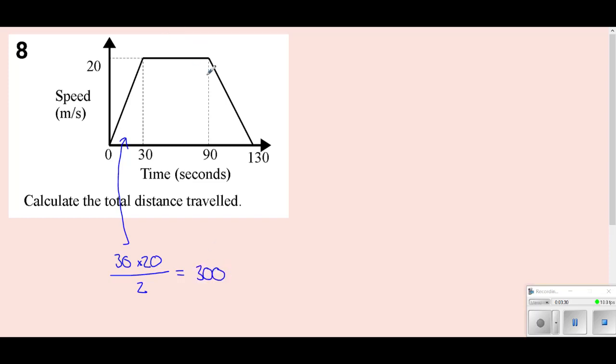The middle section is a rectangle. The width is 90, subtract 30, so it's 60. The length is 20, so we do 60 times 20, which is going to give you 1,200.